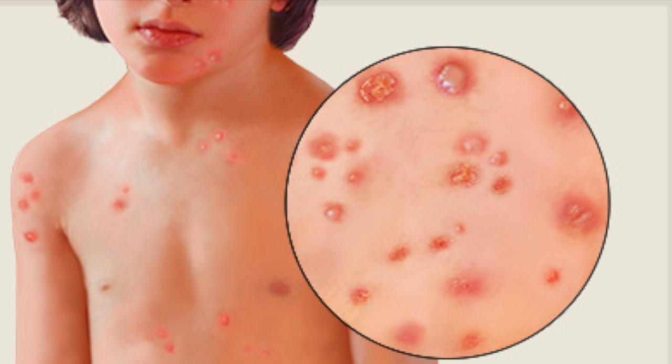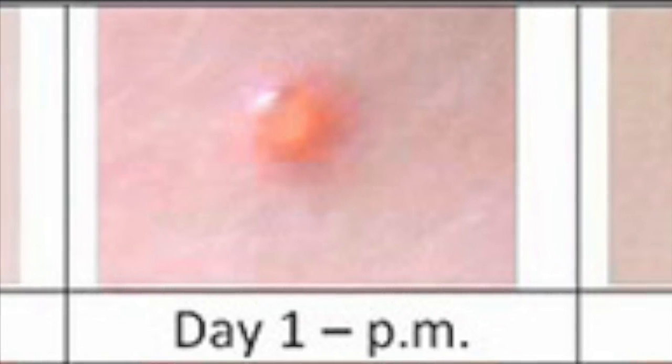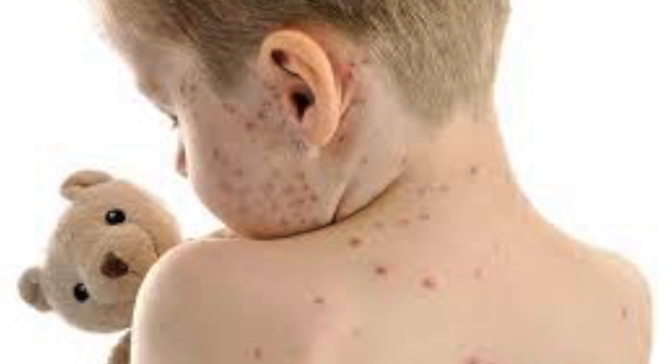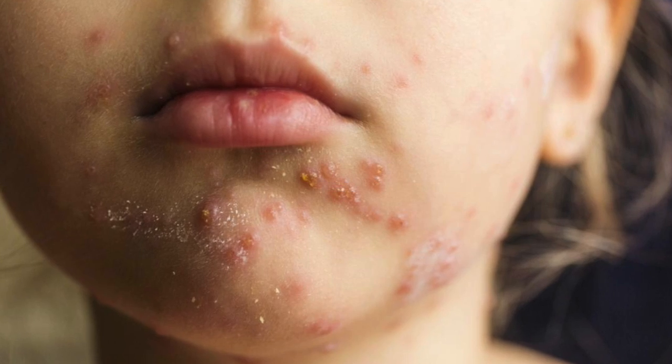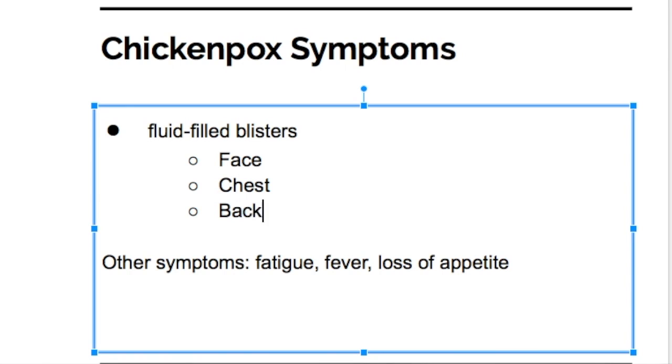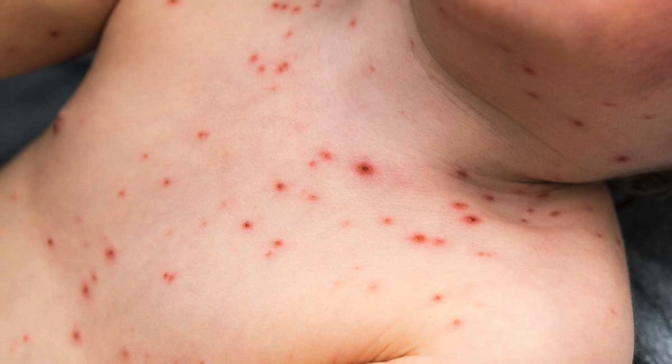It takes 10 to 21 days after exposure to the virus for someone to develop chickenpox. An infected person is contagious from 1 to 2 days before they develop the rash and until all their blisters have formed scabs. Chickenpox symptoms include a rash that eventually turns into fluid-filled blisters. The rash can show up on the face, chest, and back, and then spread through the rest of the body.